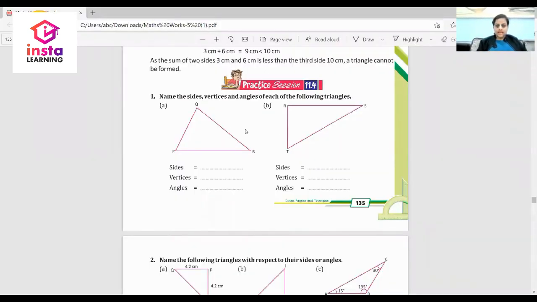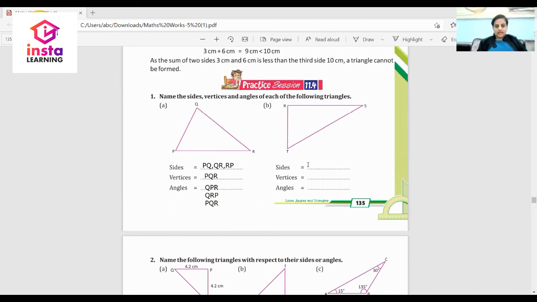Now exercise 11.4. In that, vertex, sides and angles have to be told. Here, PQ and PR are sides. How many sides are there? So you just write here 3 sides: PQ, QR, then RP. The vertices are P, Q and R. Angles are QPR, QRP, and RQP or PQR.